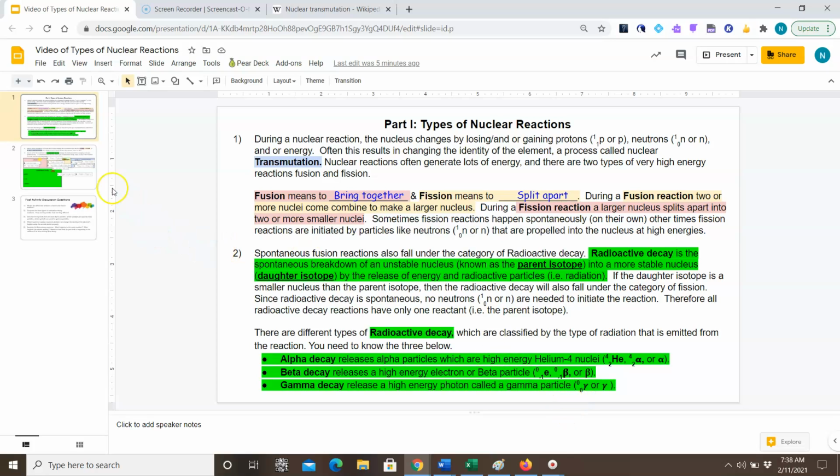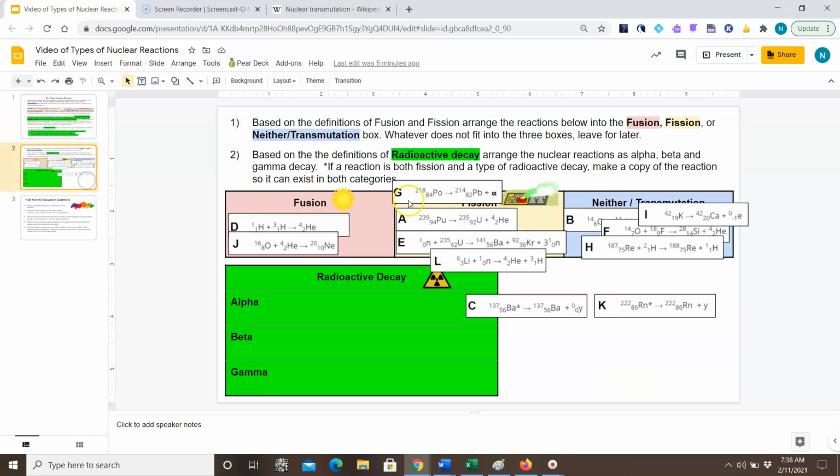So let's get back to our card sorting, because now what we're going to do is look at what we have in the fission and transmutation boxes, and also what we have here that didn't fit in any category, and see if they fit under radioactive decay. Alpha, beta, and gamma. Now, fusion we don't need to worry about because in fusion you're bringing 2 or more things together to form a larger nucleus, and that's the opposite of decay, where you're breaking something down. Let's begin with the ones that are uncategorized.